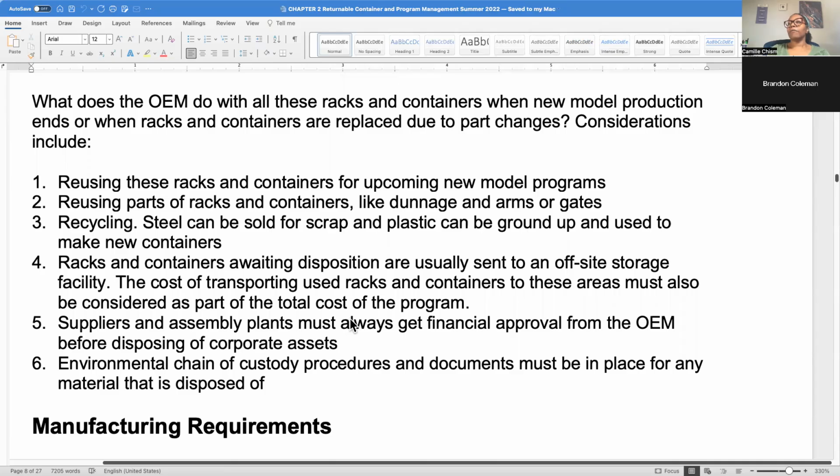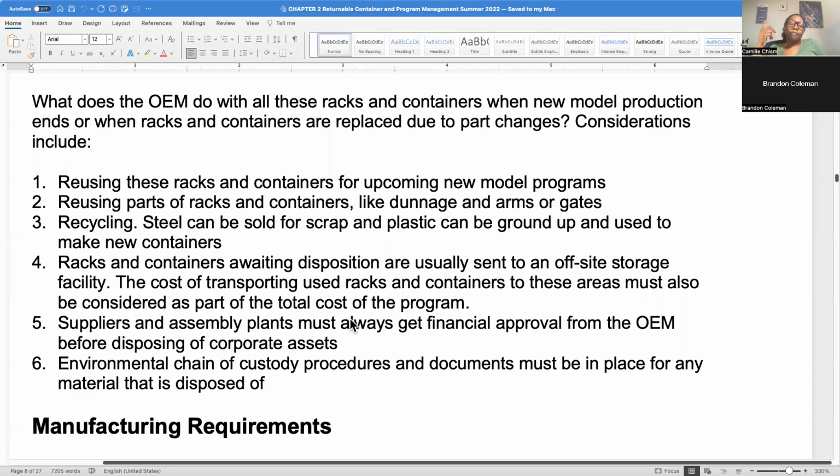I mentioned about racks and containers that can be sent off to an offsite storage facility. Sometimes they might do this because, one, finance or accounting doesn't want to write them off yet as an asset because it will cost too much money on the books. The other is that maybe they want to set them aside because they say, hey, we're going to reuse these racks or containers in the future. So we're going to set them aside and hold them for when we need them.